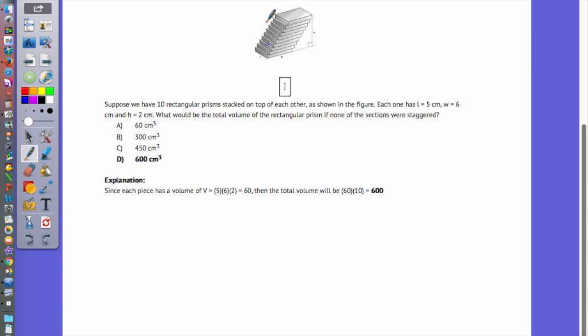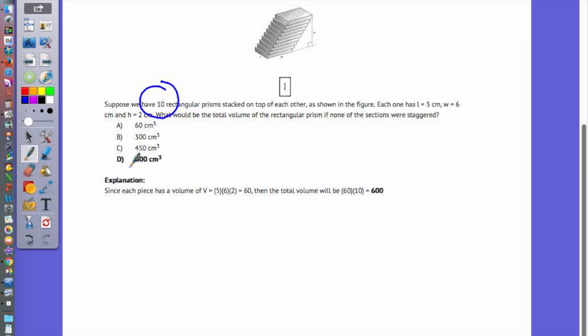So 24. All you're doing in 24 is finding the volume of one of these prisms, and there's 10 of them stacked up. Don't worry about the fact that they're tipped to one side. That does not make a difference. 5 times 6 is 30, times 2 is 60. There's 60 in one of them. They tell you there's 10. 60 times 10 is 600.